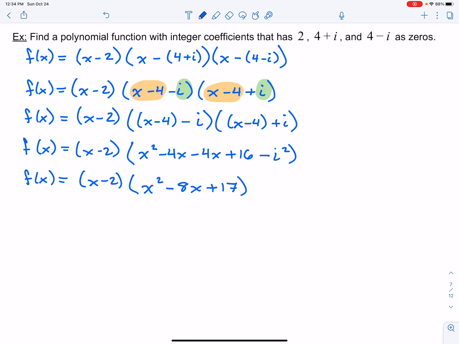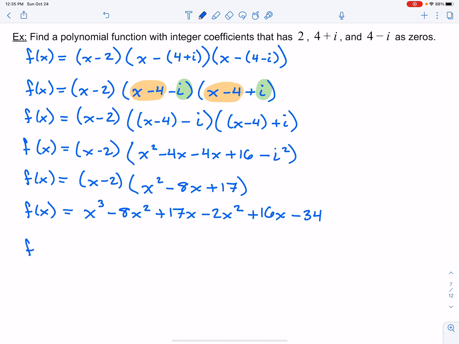So we'll do our distributing again there. We'll multiply that out. x times x squared is x cubed. x times negative 8x is negative 8x squared. x times 17 is 17x. Negative 2 times x squared is negative 2x squared. Negative 2 times negative 8x is positive 16x. Negative 2 times 17 would be negative 34.